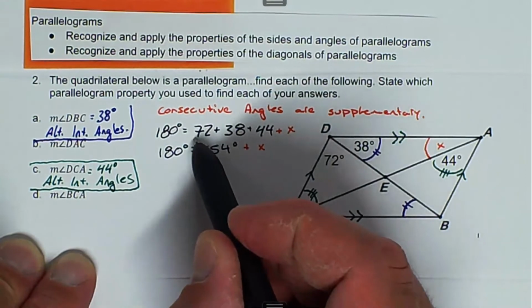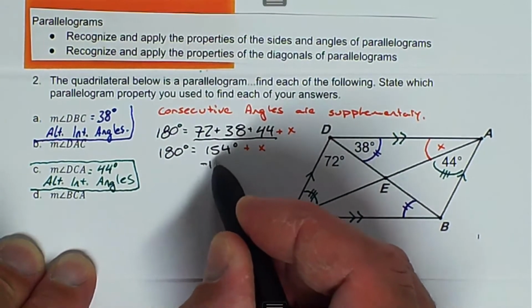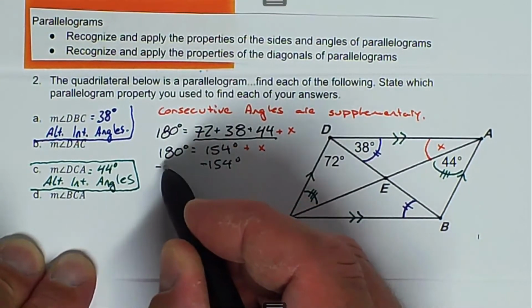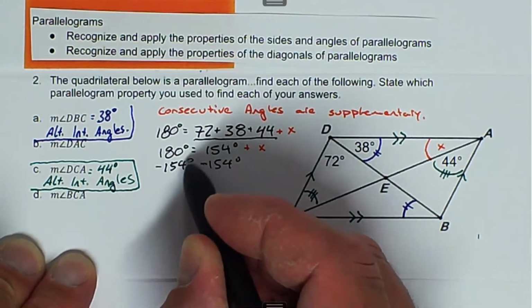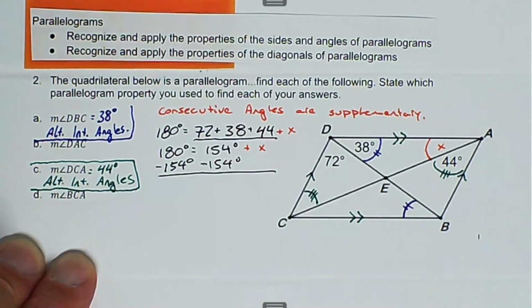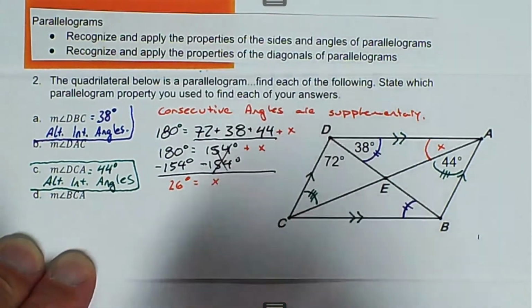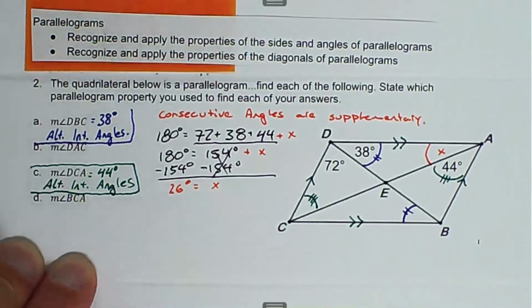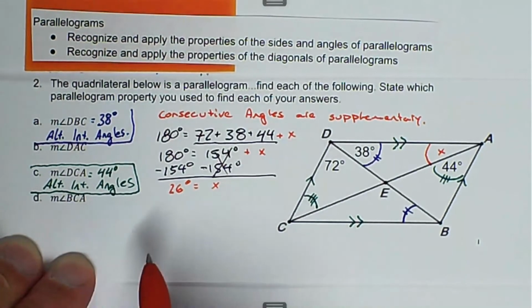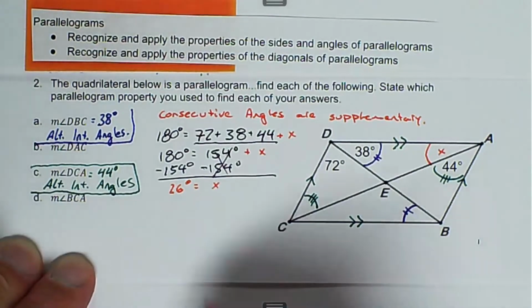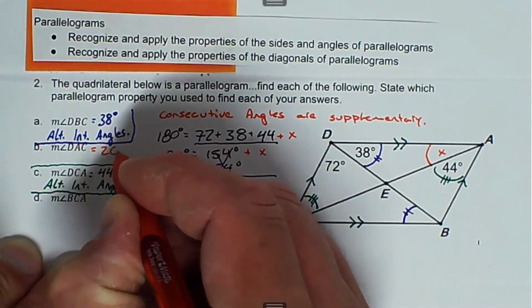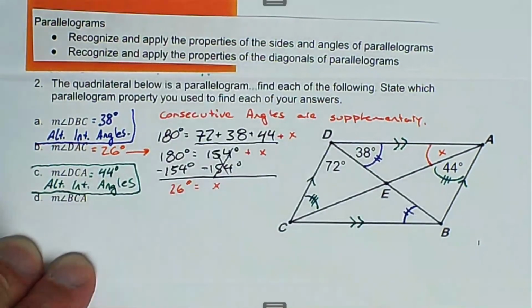So what we did was we just added these three together. And then we're going to subtract 154 degrees. And our 154 cancels. And we're left with 26 is equal to x. So that is going to be the measure of angle DAC. So that's going to be equal to 26 degrees, and that's the work for that right over there.